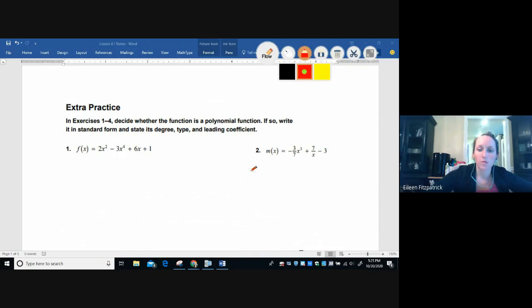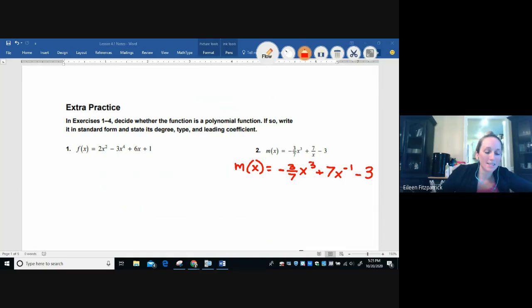So number 2, writing it in standard form. So I have m of x equals highest exponent first, so -3/7 x cubed. And I have an x, but it's in the denominator. If I wanted to bring this up to the numerator, does anyone remember what's going to happen to the exponent? The exponent has to become a -1. And then we have a -3 on the end.